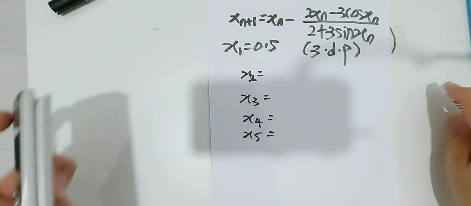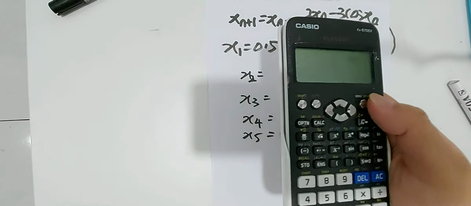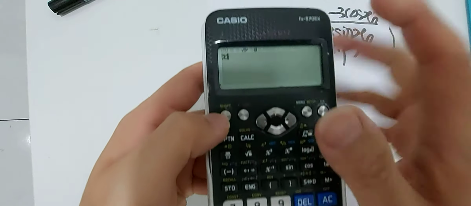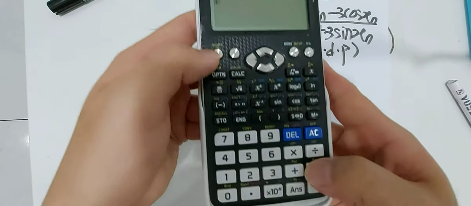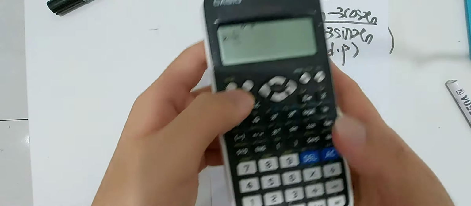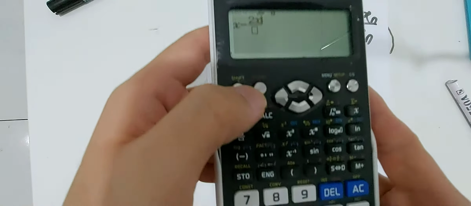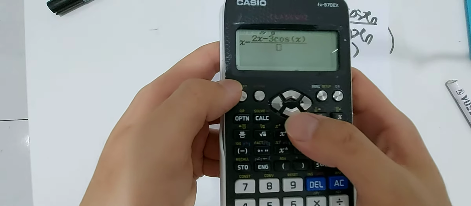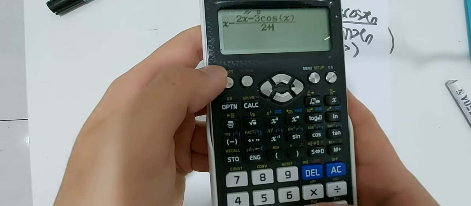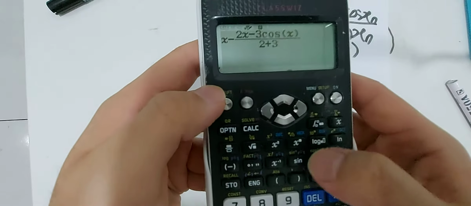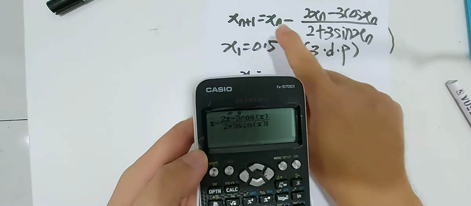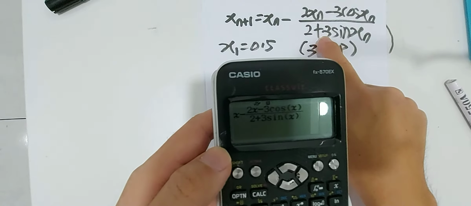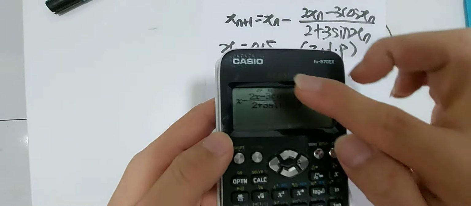Alright, okay, let's continue using this calculator. I'm going to key in the iterative formula into my calculator. Make sure it is in radian mode. Key in exactly the same: x minus (2x minus 3 cos x) divided by (2 plus 3 sin x), where x is the variable. So this is the iterative formula.